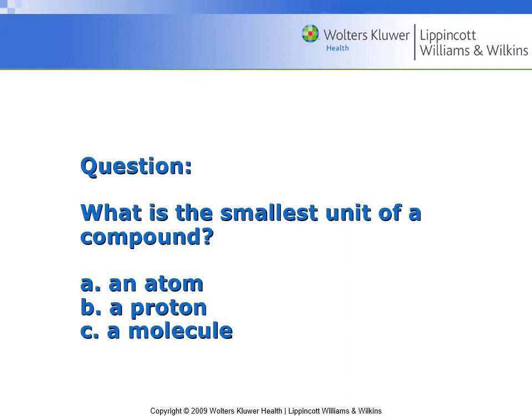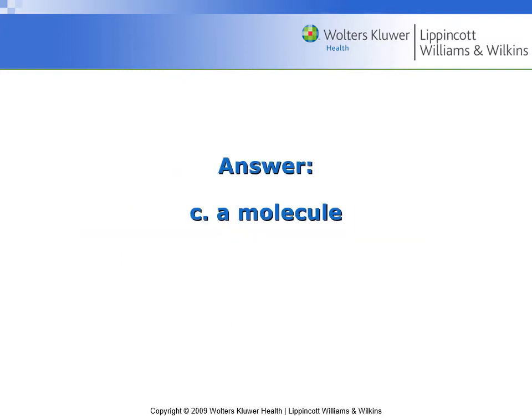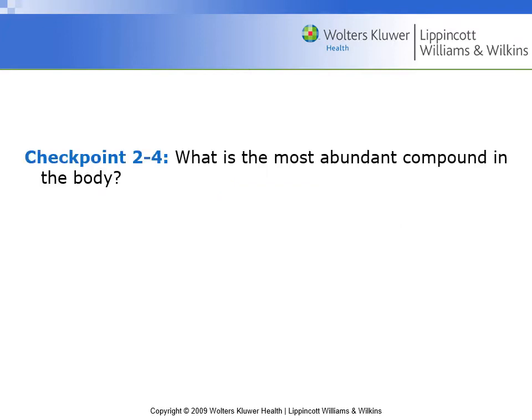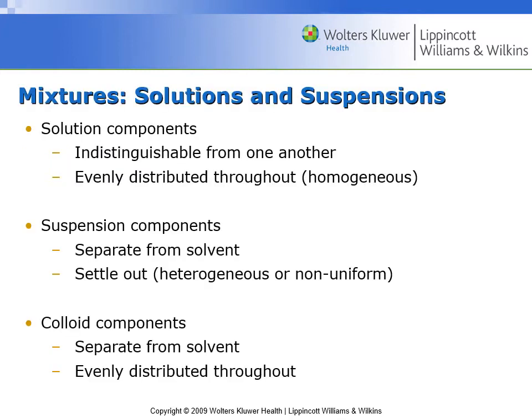What is the smallest unit of a compound? Is it atom, proton, or molecule? Very good. The answer is indeed molecule. What is the most abundant compound in the body? Well, you'll be hard pressed to find. What does come to mind, of course, two things: salt and water. Very important there. Let's go forward.